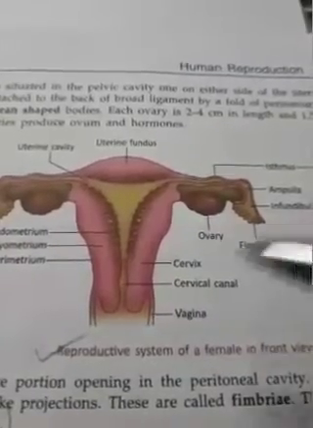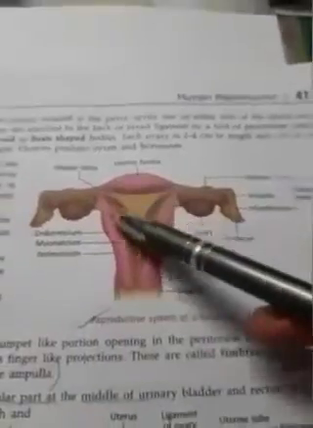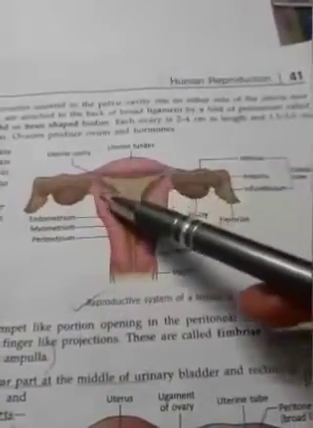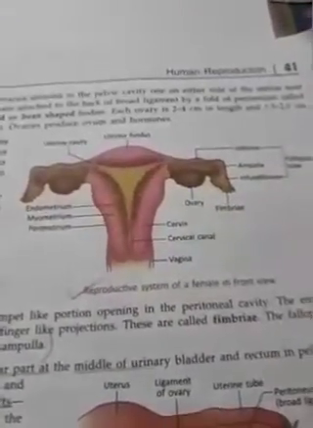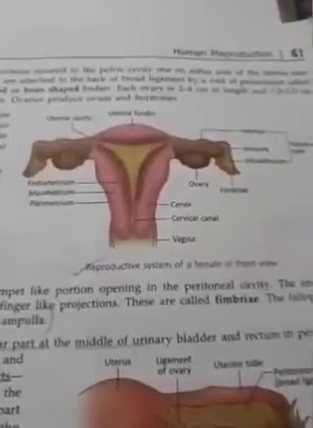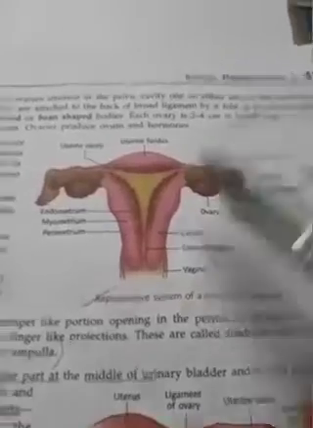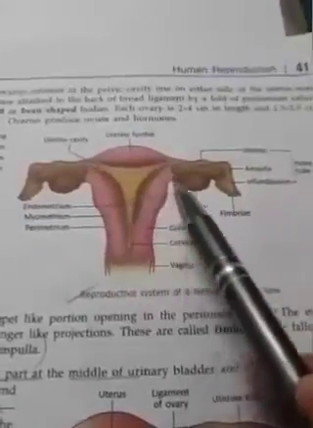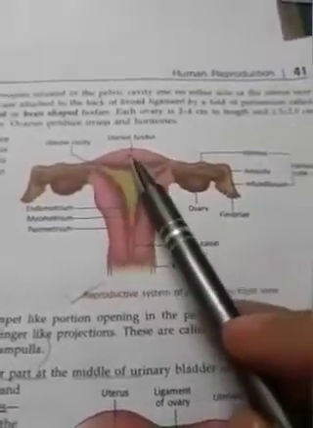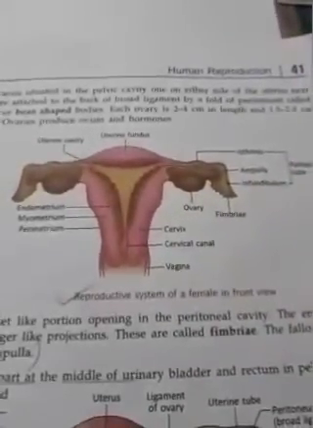Okay, so next part is the uterus. This part is the uterus of the female reproductive system. It is a pear-shaped muscular part and is divided into three parts. The upper broadest part is known as the fundus. Here you can see the fundus.